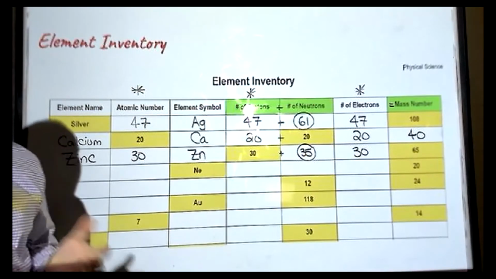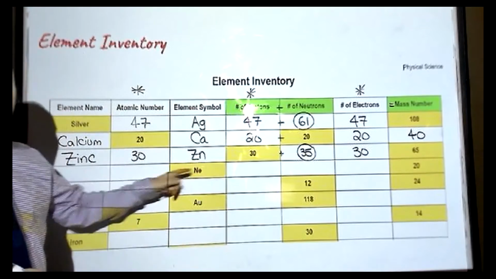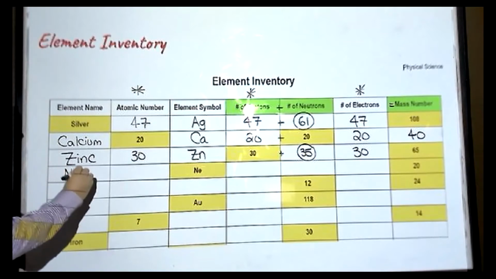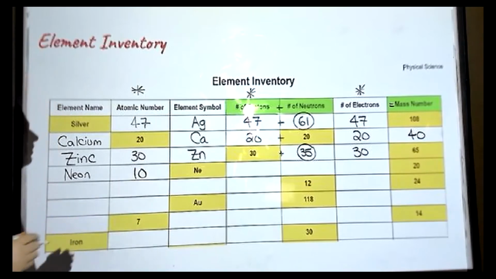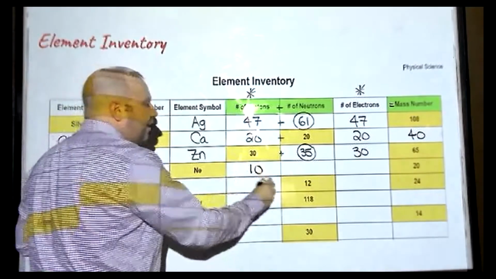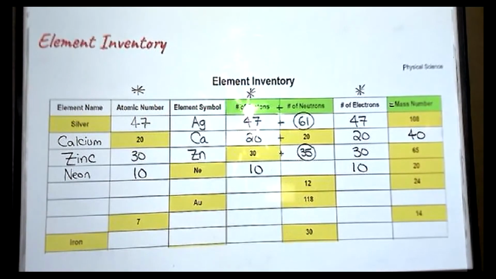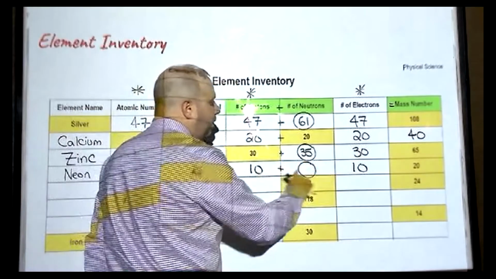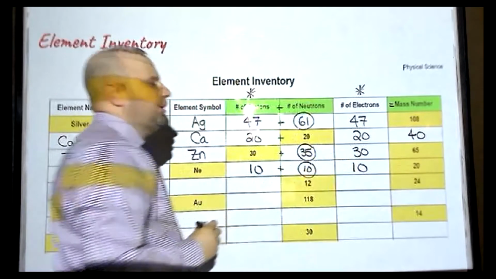Okay, the next example we have is neon. So neon, its symbol is Ne. You will find it on the periodic table on the right side, kind of near the top. It has an atomic number of 10. So once we know this column, we can fill in 10 protons, 10 electrons. And now, keep in mind, 10 plus what equals 20? This must be another 10 here.